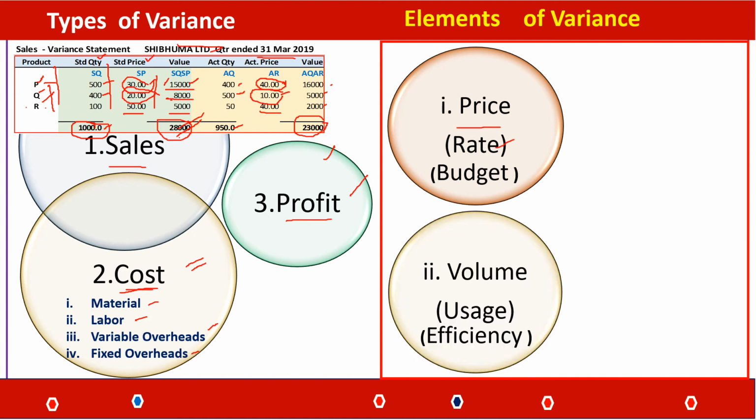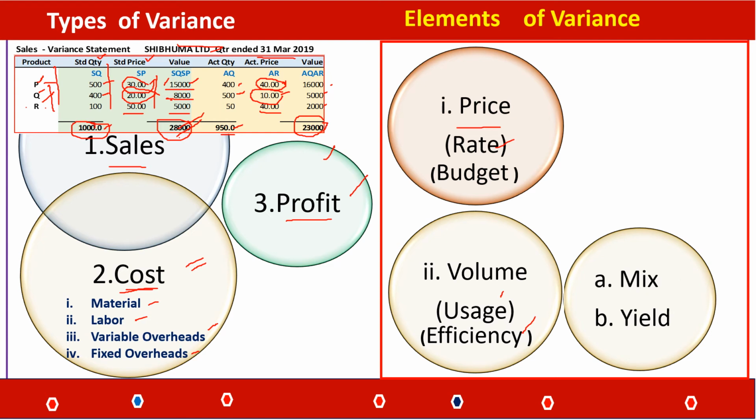And it may be volume also. We were to sell 10,000 pieces, but we sold only 950, 50 pieces short. That is the efficiency or usage. We will get into that. And this volume will have 2 portions, mix. Have a look at it. We were supposed to sell 500 plus 400 plus 100 as a mix. But what we sold was 400, 500 plus 50. This is the mix.